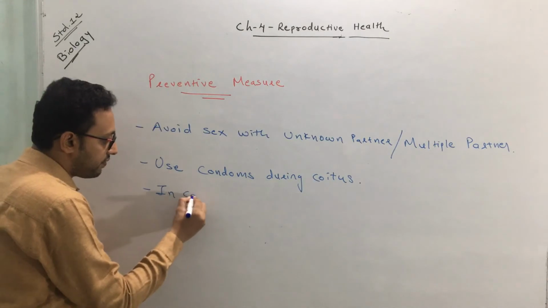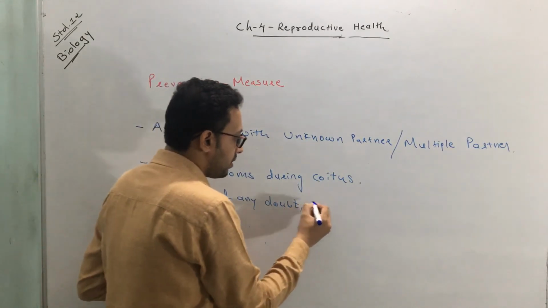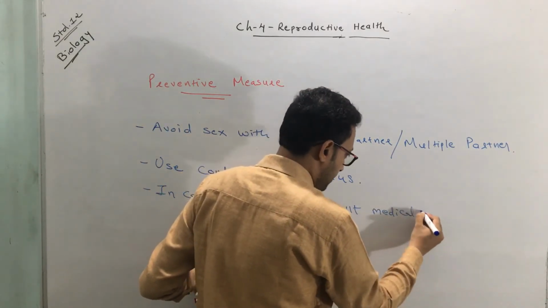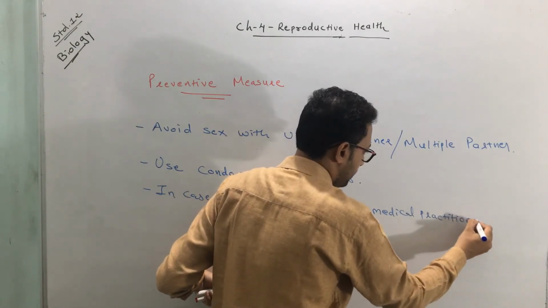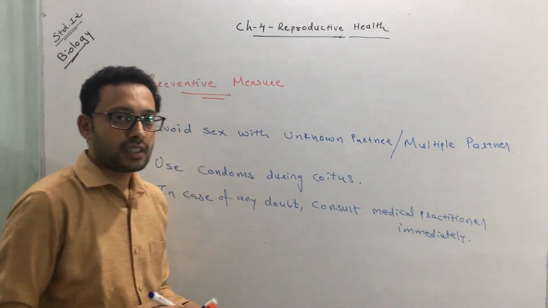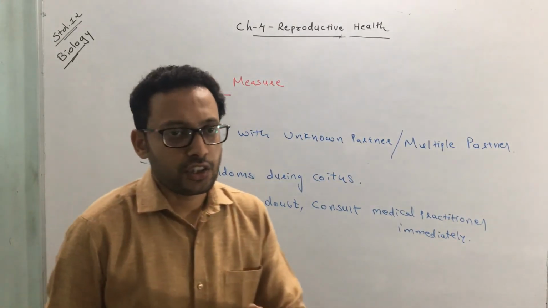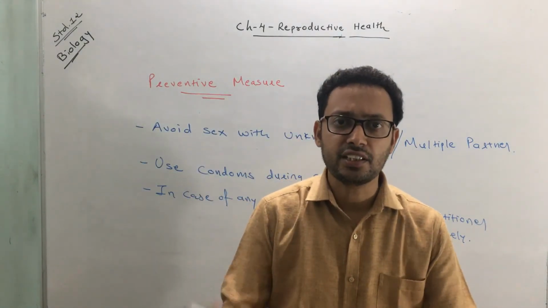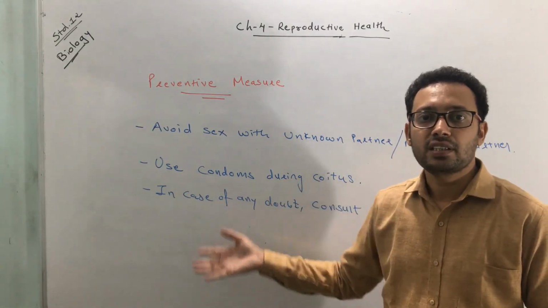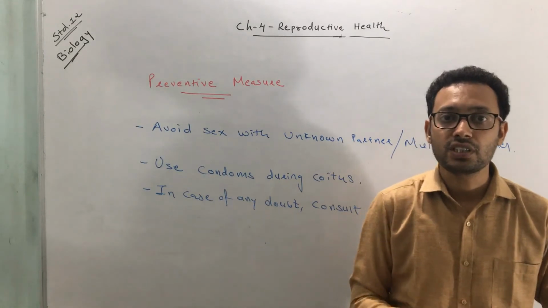Third, in case of any doubt, consult a medical or expert medical practitioner immediately. Do not wait. Consult the medical or expert medical professional immediately. Okay, the doctor will say whether the person has a disease or not. That the doctor will say. It's the duty of the doctor. Okay, you don't have to worry, but you don't have to wait, because if you wait, then the chances of complication are very high and the chances of cure are also less. If you are late, the chances of cure are also less.